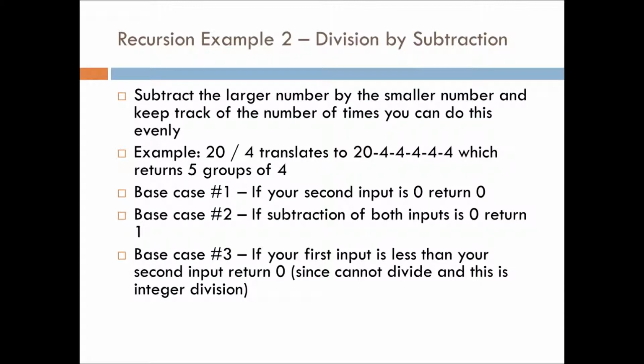If subtraction of both inputs is 0, you want to return 1. That makes sense. Whenever you get to the final 4 minus 4, that's going to be 0, so you want to return 1. Yes, it can subtract evenly. Okay, if your first input is less than your second input, let's say you have 5 divided by 10, that's going to return 0 because you can't divide that evenly. And since it's integer division, there is no remainder.